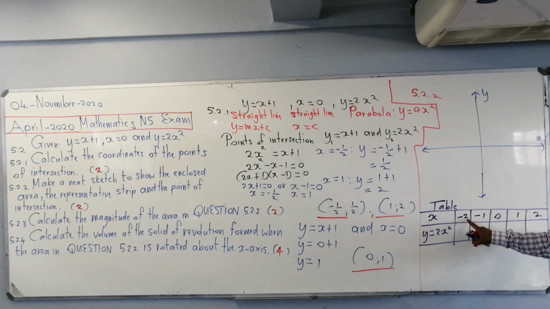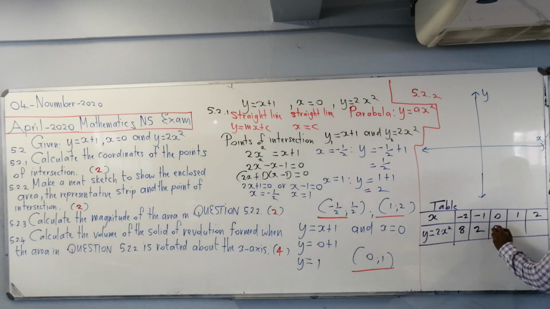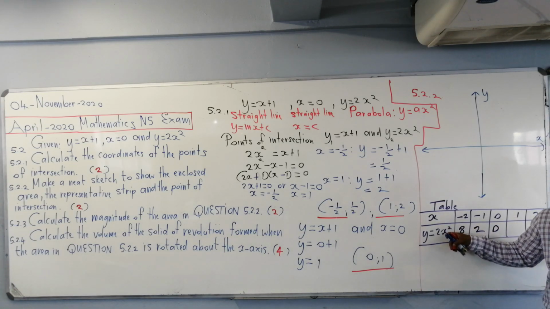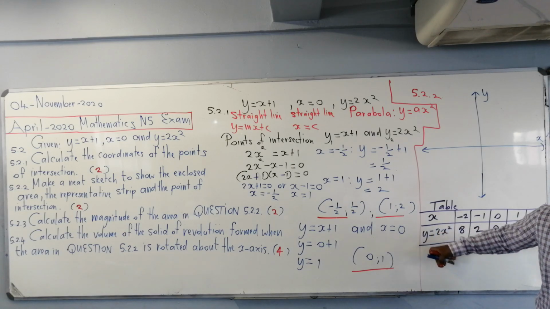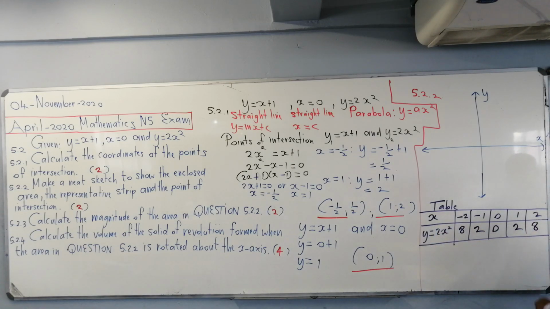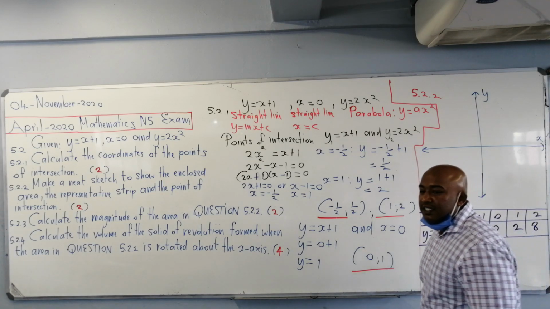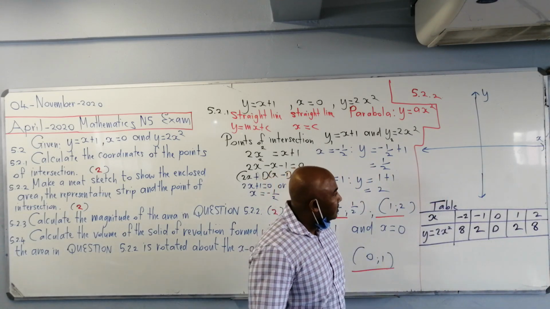What do I mean? When x is equal to minus 2, substitute minus 2 here. Minus 2 squared is 4 times 2 is 8. When x is equal to minus 1, squared is 1 times 2, which is 2. When x is equal to 0, 0 squared is 0 times anything is 0. When x is equal to 1, squared is 1 times 2, which is 2. And when x is equal to 2, squared is 4 times 2, which is 8. So you have an idea of the values.